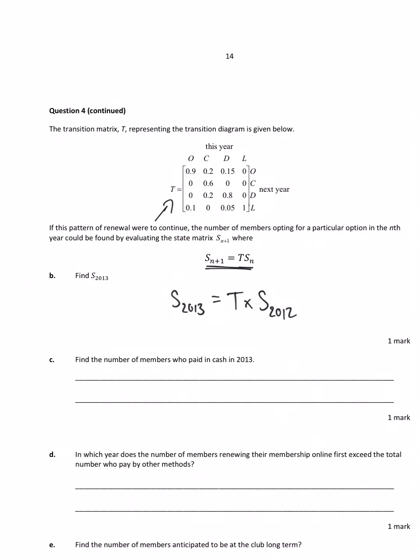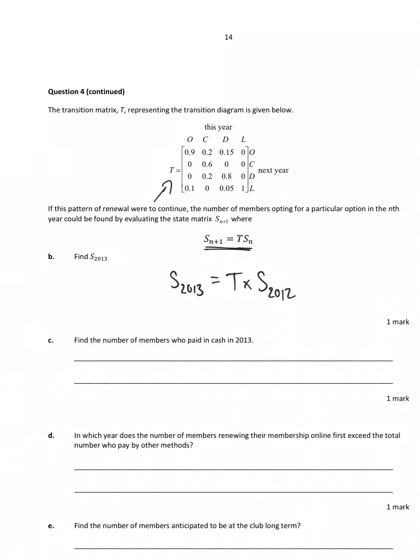So I'll quickly do that. What that gets us is a 4x1 matrix: 34.35, 18, and 9.65. Now find the number of members who paid cash in 2013. Just labeling this matrix, the number of people who paid cash were 18.